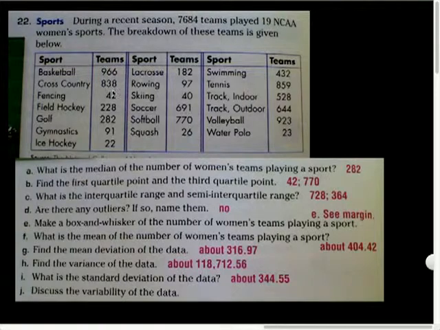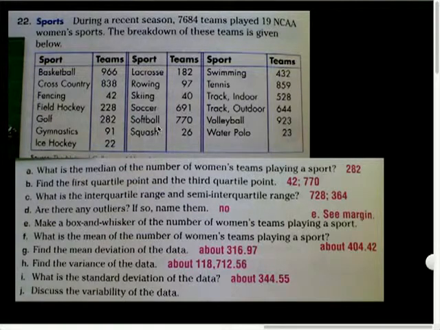Wow, 42. Wow, I didn't know you could have a fencing team. I don't know enough about that sport, I guess. I imagine that it's still probably some sort of one-on-one brackets, but you just have a team of fencers, I'd imagine. But anyways, it says, what is the median number of women's teams playing the sport?